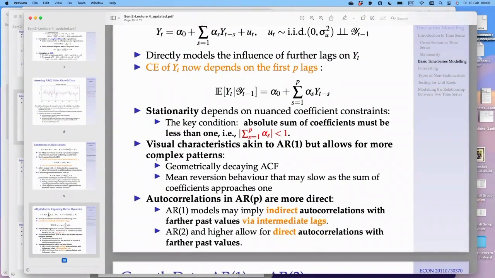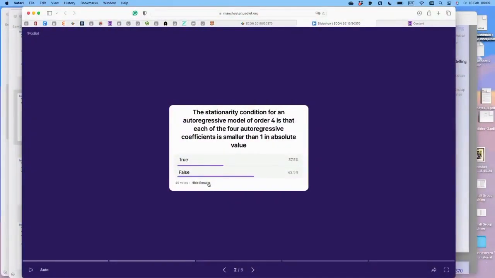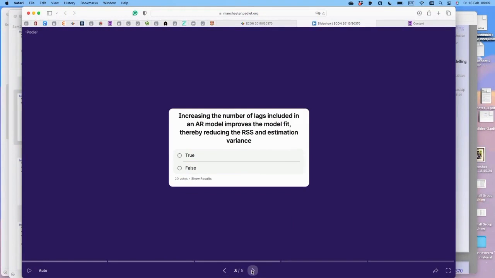We need to look at the joint behavior of all autoregressive coefficients together. A single coefficient is not sufficient to characterize the statistical properties of higher order AR models, because essentially higher order AR models capture multiple lags, not just one lag at a specific value of h. So this is a false statement, okay? Now, the next one.